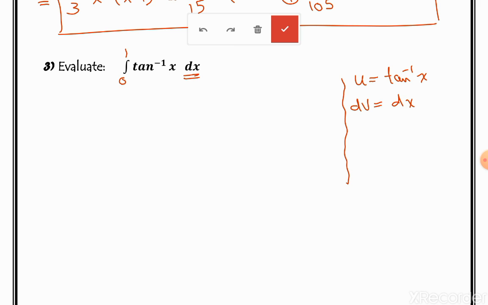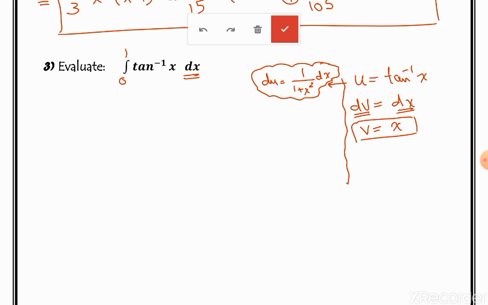From the first part, I'm going to find the du. What's the du? The derivative. What's the derivative of tan inverse of x? Which is 1 over 1 plus x squared, because it's tan, dx. Yes, this is a rule you should know before. dv is equal to dx, and the integral v is equal to, sure, x. The integral of dv is v. The integral of dx is x with respect to x, the integration.